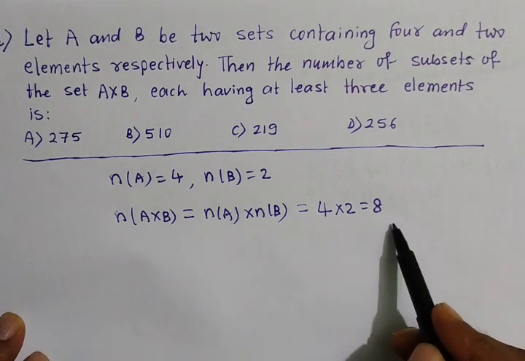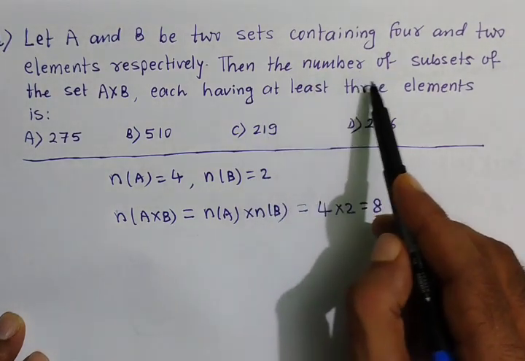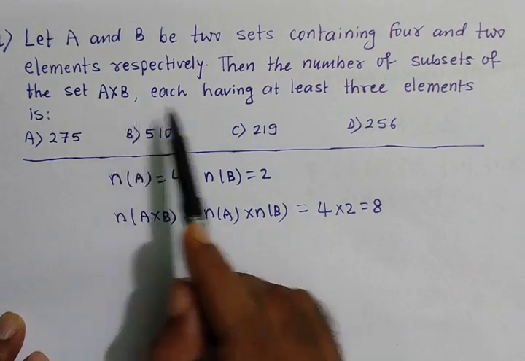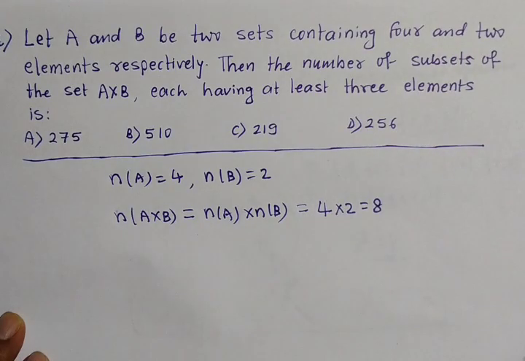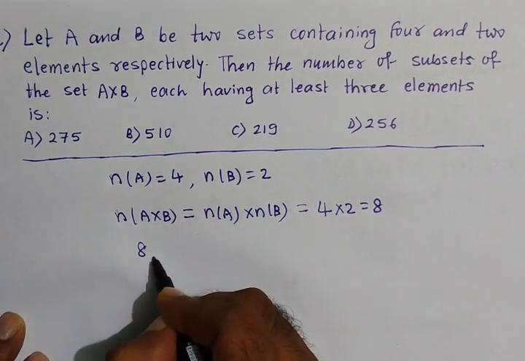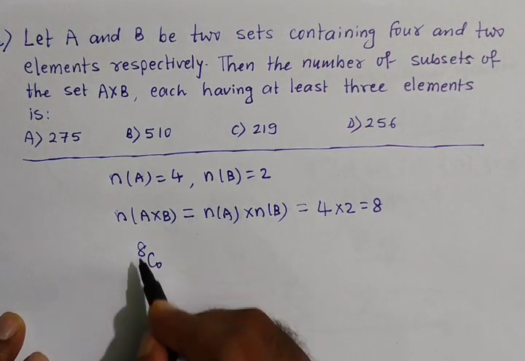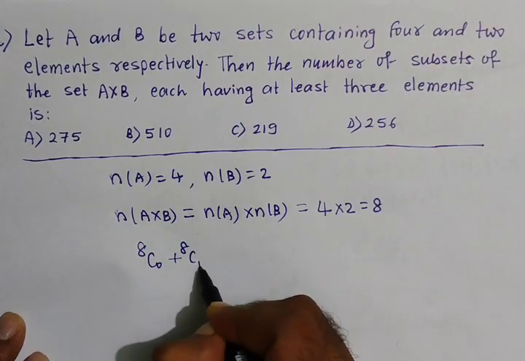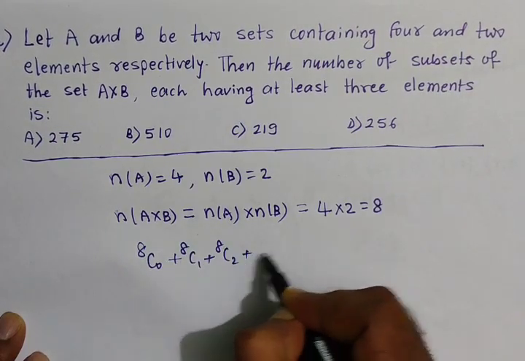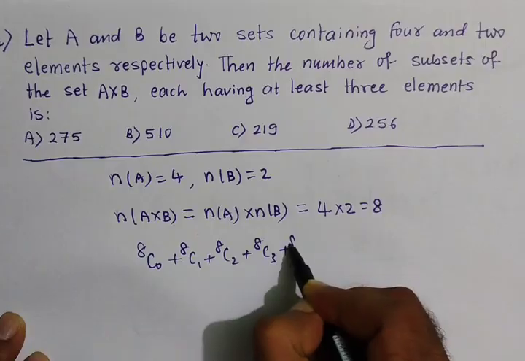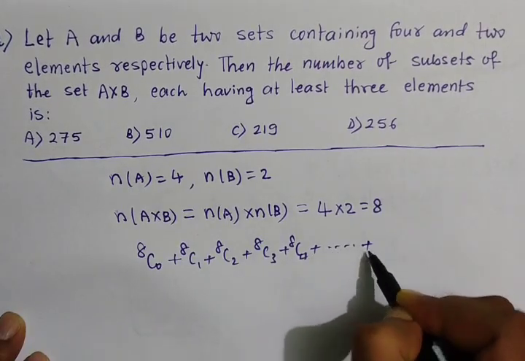That means the total number of elements is 8, and we have to find the number of subsets of set A cross B, each having at least 3 elements. That means when we write all the entries for subsets, that is 8C0 plus 8C1 plus 8C2 like this, plus 8C3 plus 8C4 and so on up to 8C8.